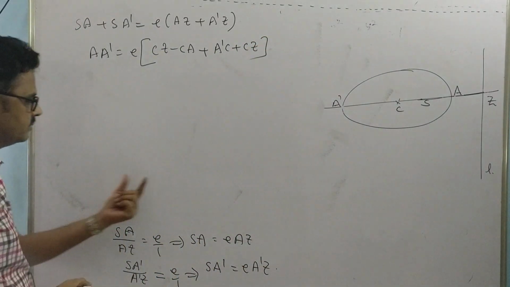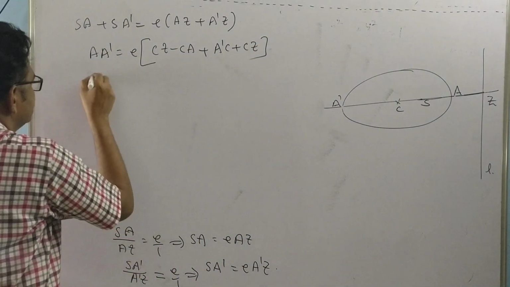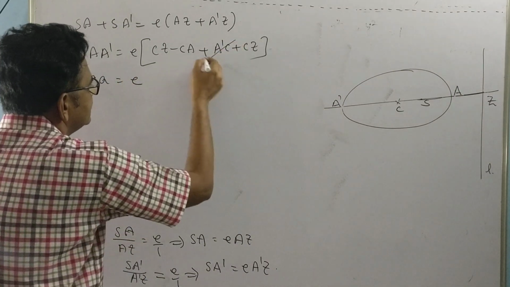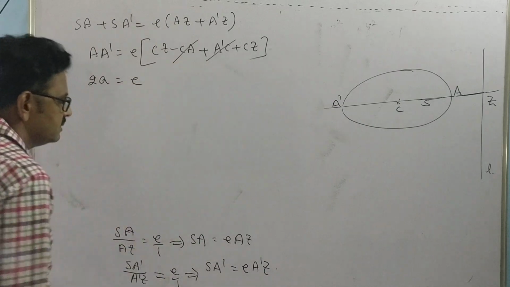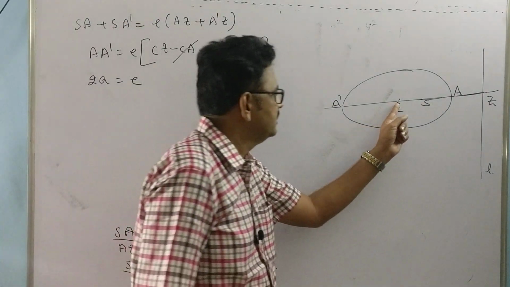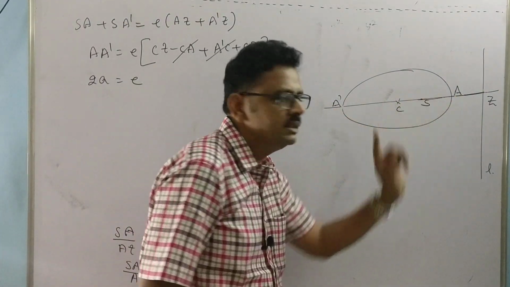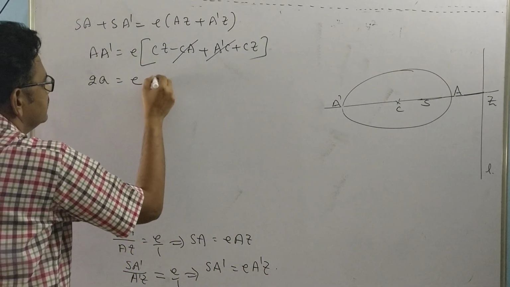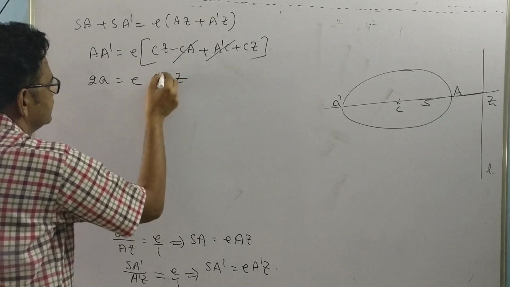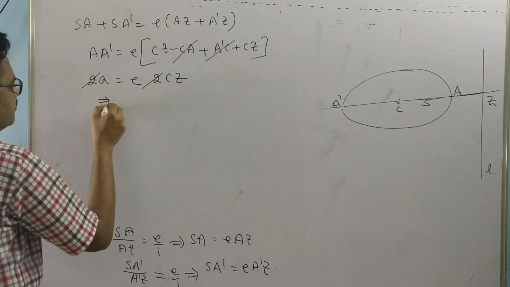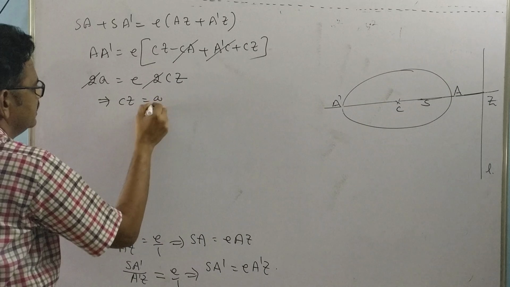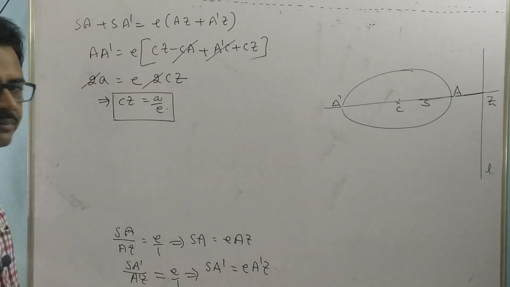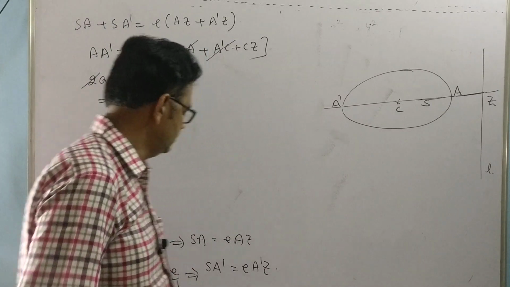We are assuming AA dash equal to 2A. So 2A is equal to E into, since A dash C equals CA because C is the midpoint, these two get cancelled. That is 2 times CZ, 2 gets cancelled, implies CZ is equal to A by E. So this is one result: CZ equal to A by E.